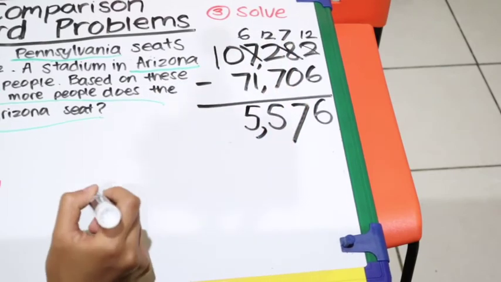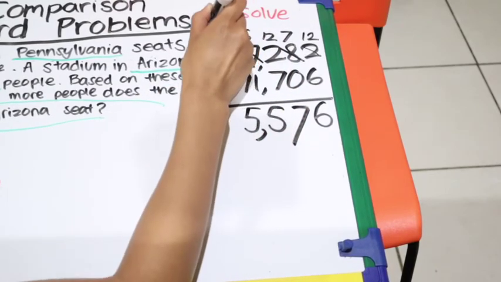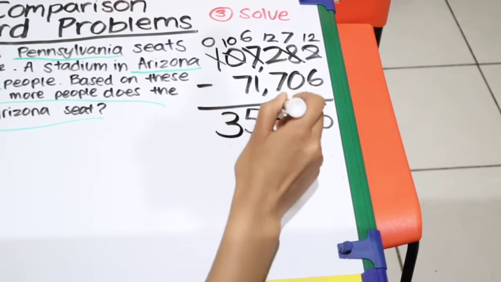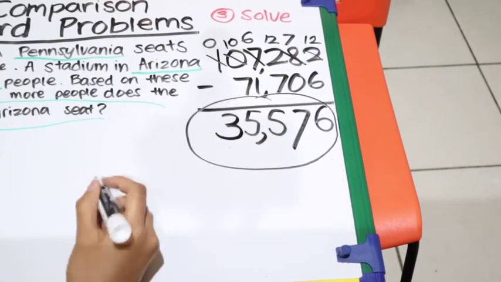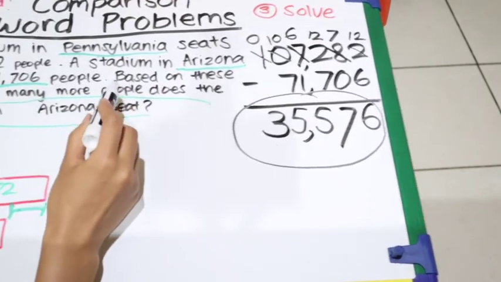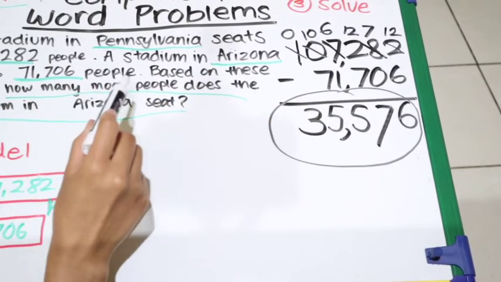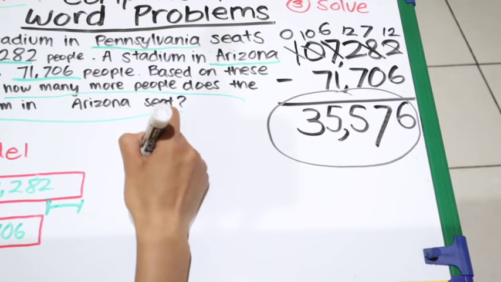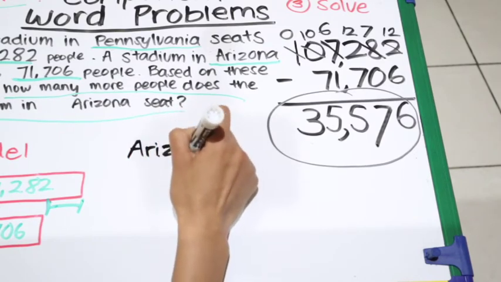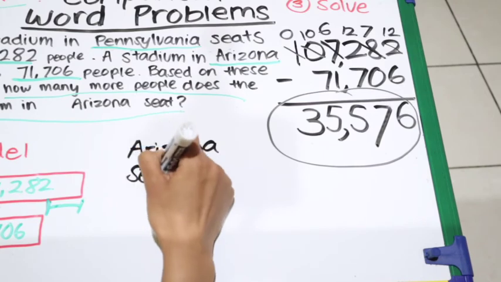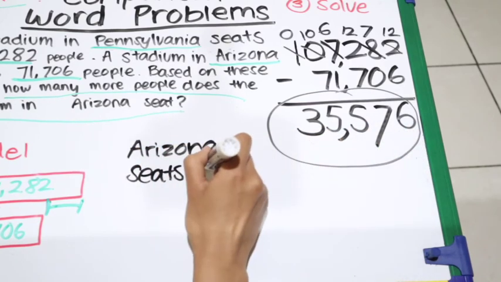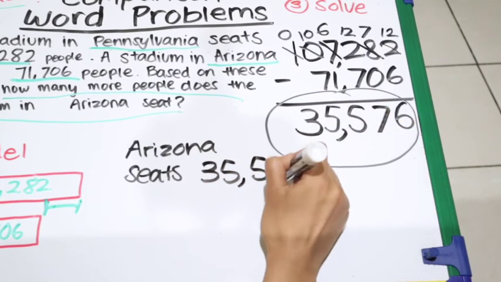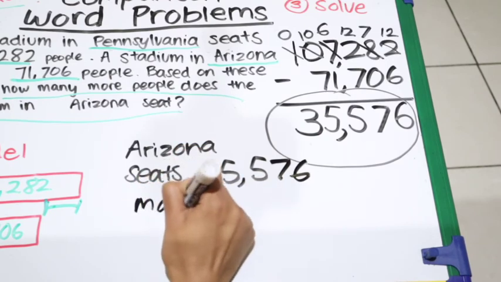0 minus 7, I can't do that, so I'm going to grab a group of 10 from here. 10 minus 7 is 3. And here is my answer. So, what was that question again? Let's go back to it. Based on these facts, how many more people does this stadium in Arizona seat? So I can write Arizona seats 35,576 more people.